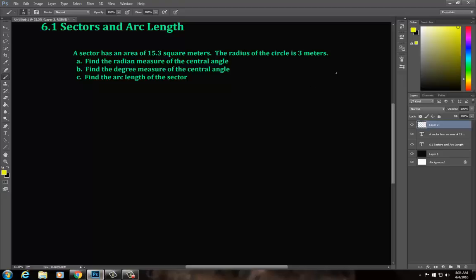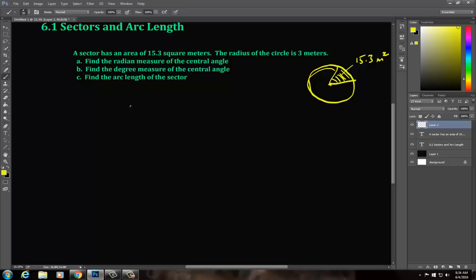So if we have a circle, whatever it is, it's going to have the sector of it, which is a pie-shaped wedge. The area of that, in this case, is 15.3 square meters. Now, we don't know what the angle is, though. That's what it's trying to get us to figure out here, is what's the radian measure of the angle.